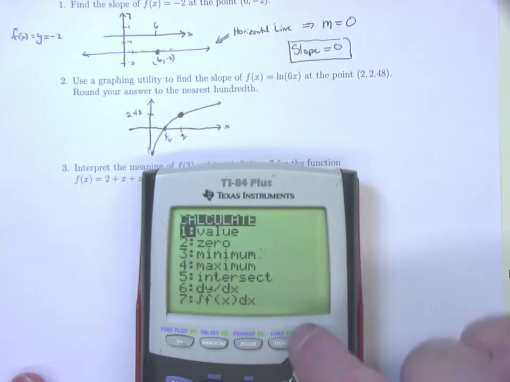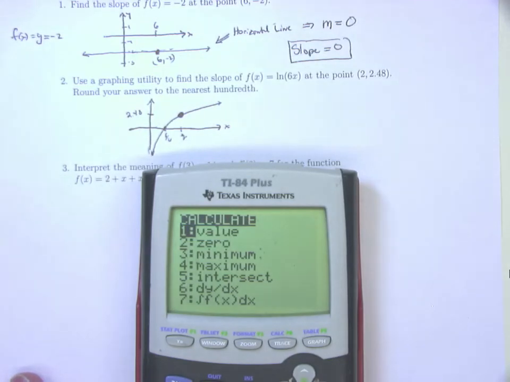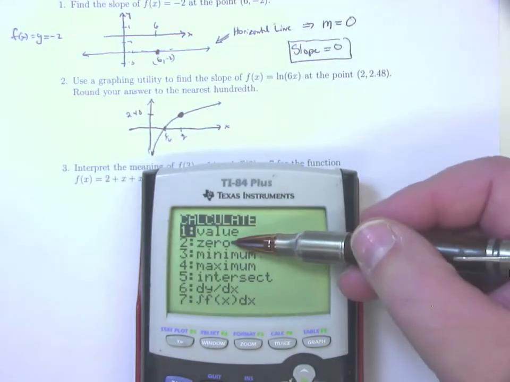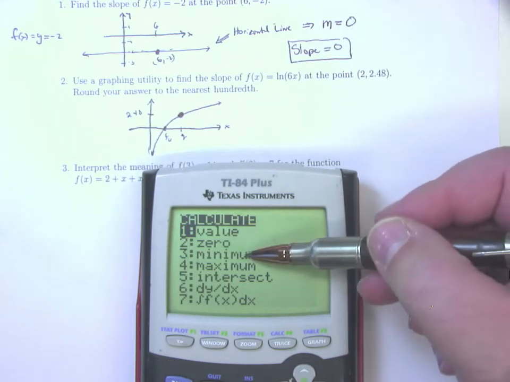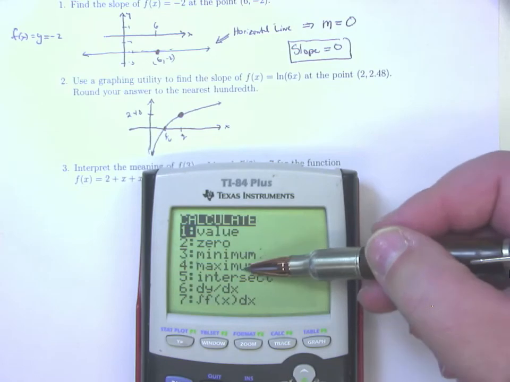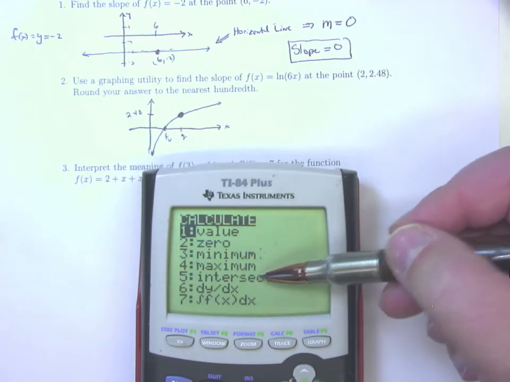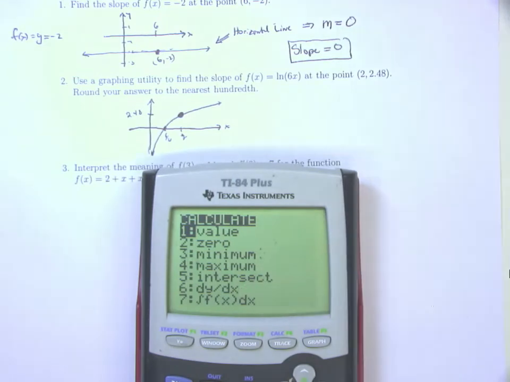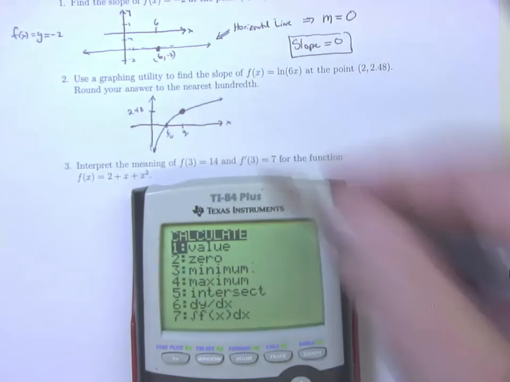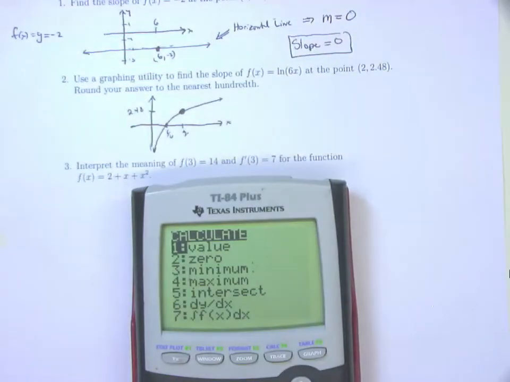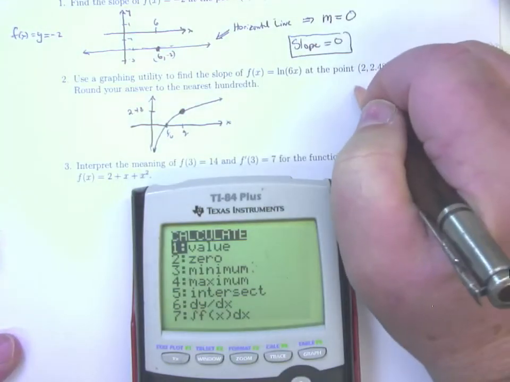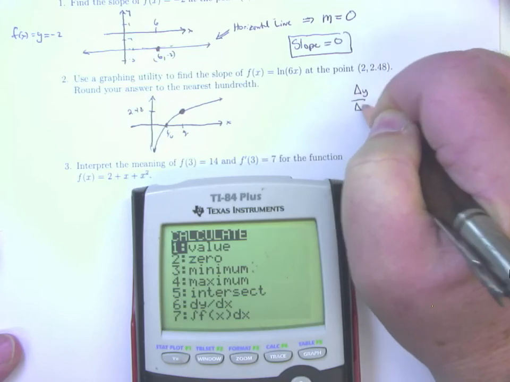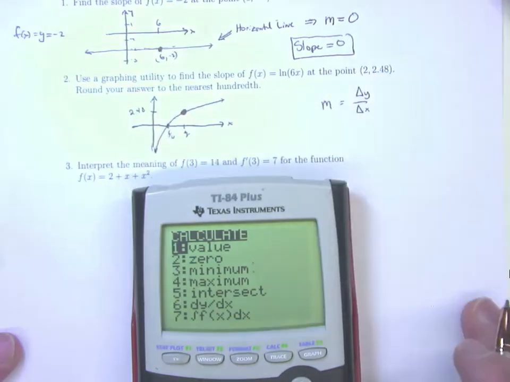Second, calculate. Under calculate is where your really cool stuff is. Value. This is your zero, where you can find the place where it crosses the x-axis. This is your minimum. If you have a graph, you can find where the smallest point is. Maximum is the biggest point. If you have two functions crossing, you can figure out the point of intersection. But you see that number 6 down there? That is dy over dx. Now what we're trying to do here is find this instantaneous rate of change, the slope of the tangent line. Well, it's a slope. Did you guys remember this? Delta y over delta x. This was your formula for slope. You remember?